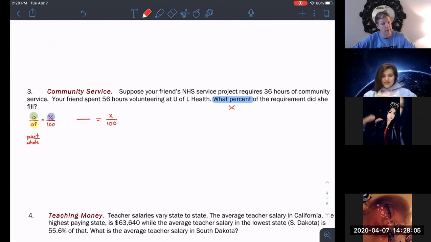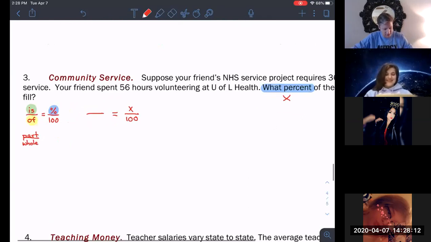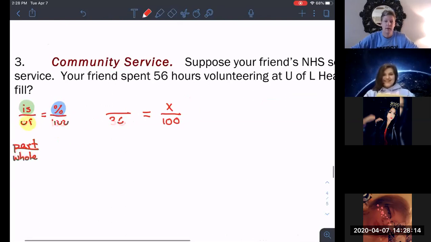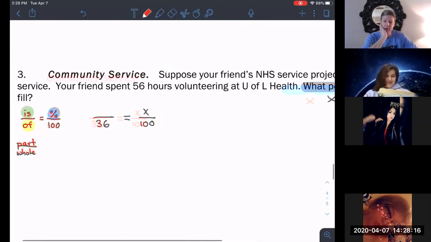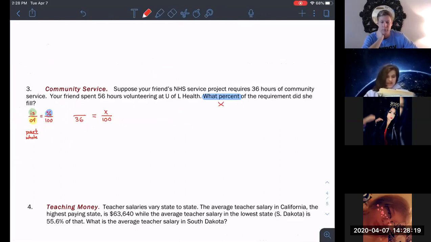56 hours. No, that's what your friend got. 36 is the total requirement, so that is actually the whole thing. Your friend in this situation went above and beyond what they needed to do. If they had just done 36 hours and then stopped, they would have done 100% of their community service. But they did even more than that. So this is one answer where we're going to get a percentage that's actually higher than 100, because they did more than they needed to.